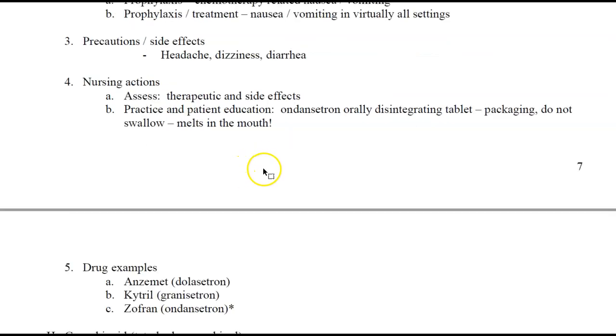The drug example that we have to remember for this course, and also the most commonly seen and used drug from this class in the clinical setting, is Zofran or ondansetron. Ondansetron or Zofran can be administered as a tablet as well as intravenously.